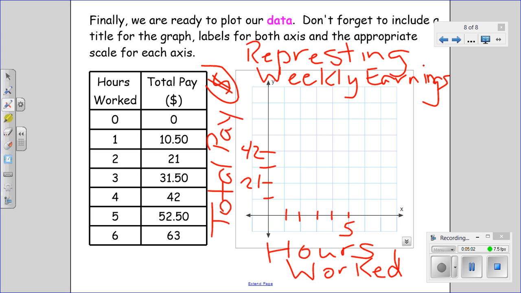So now we can plot our points. Hours worked is 0, total pay is 0. So we're starting at the origin, just like we always have. Hours worked is 1, which means we have to move 1 to the right. And you earn $10.50, so I go up to $10.50 and put a dot. Hours worked is 2. We go right 2 units and up 21. Hours worked is 3. I go right 3 units and up to 31.50, and so on. And I can plot the rest of my points using that same pattern. And I've now created what's called a scatter plot.